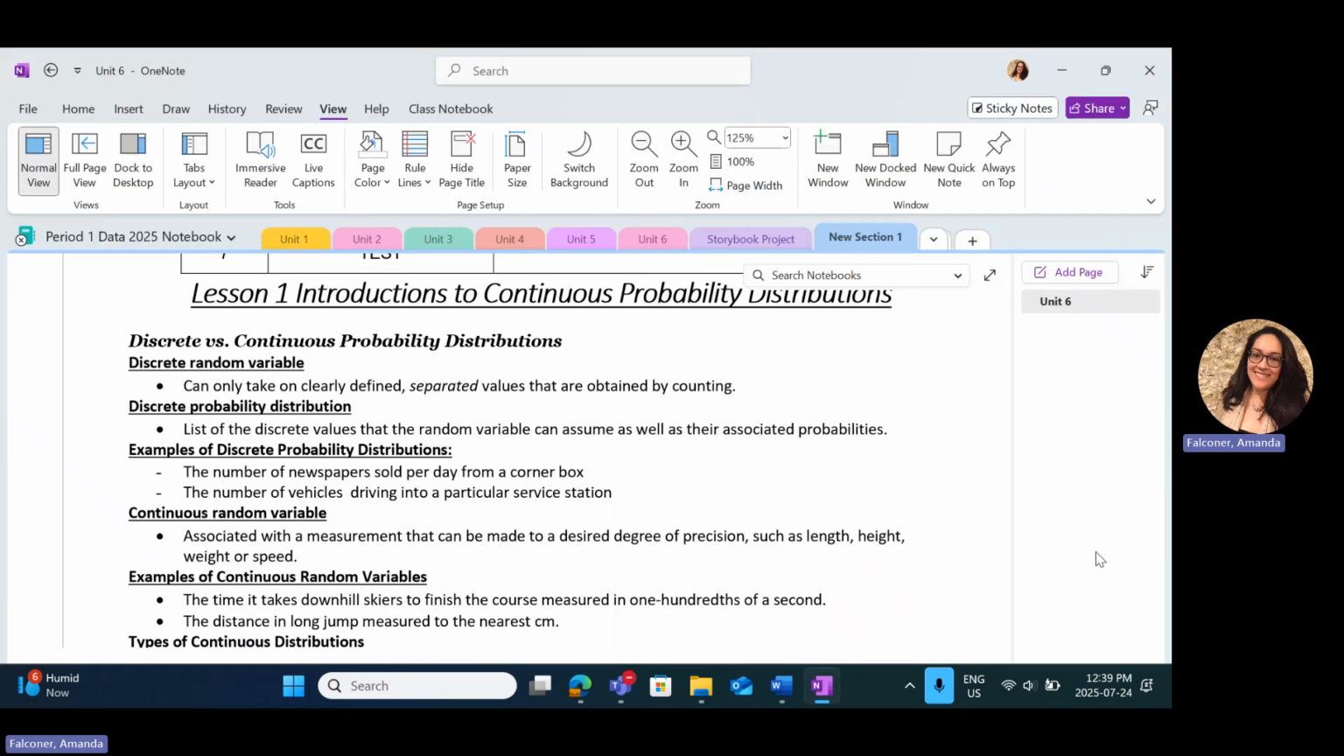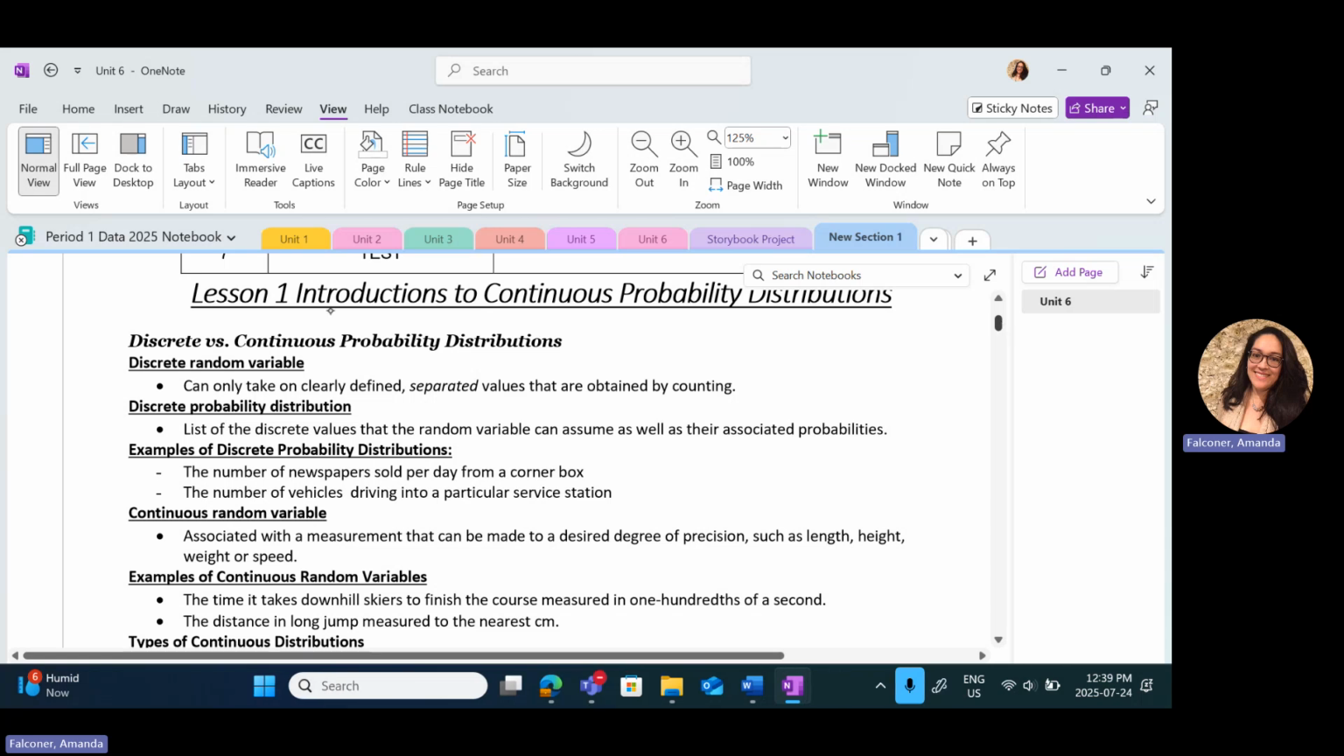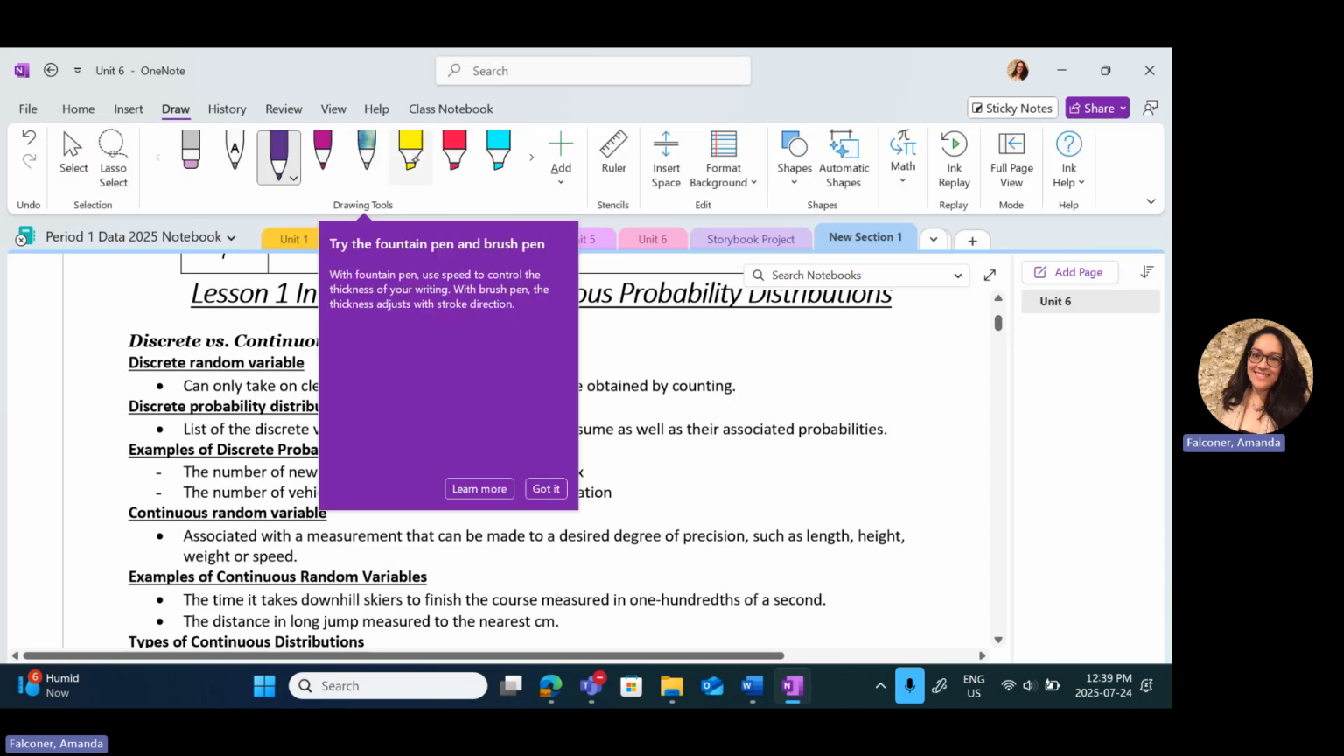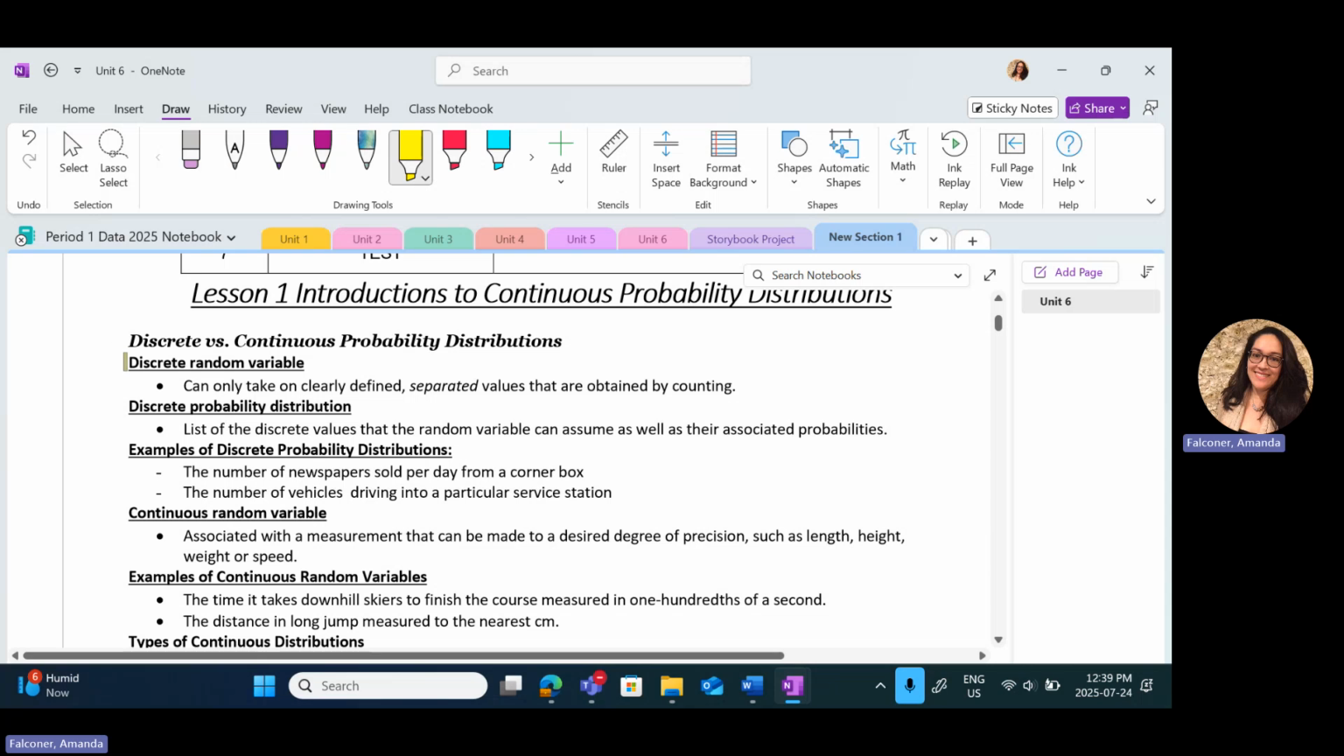Okay, hi everyone. So this is lesson 1 of continuous probability distributions, our last unit, unit 6. So the first part of this lesson is just reading. So I'm just going to read through some of this.